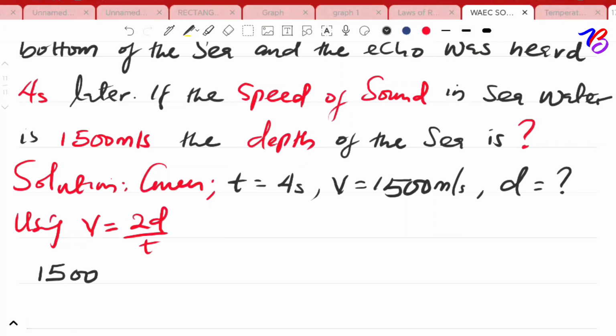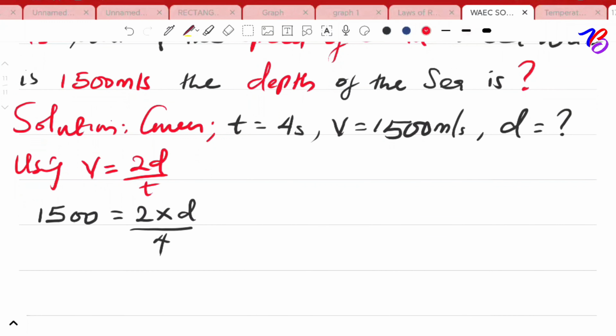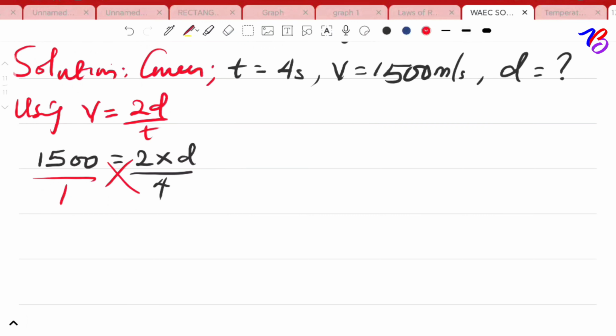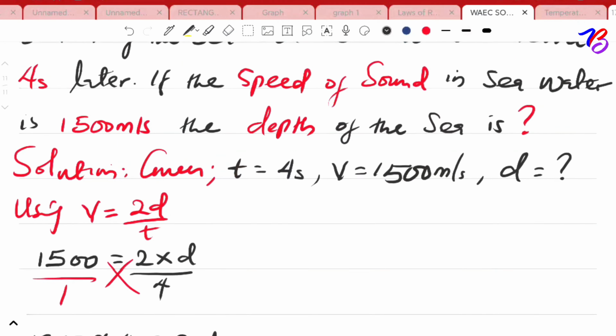So 1500 is equal to 2 multiplied by D over 4. Now from here we cross multiply, right? So that we have 1500 multiplied by 4 is equal to 2 multiplied by D, which gives you 2D.